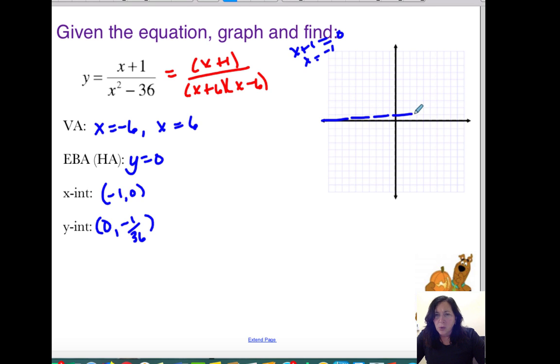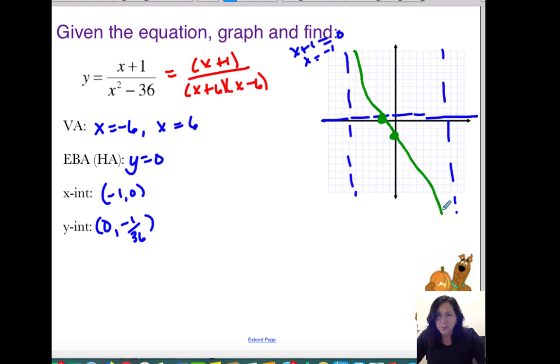So drawing in my horizontal asymptote, there's that. It's right there. My vertical asymptotes are going to be at negative 6 and positive 6. We have an x-intercept at negative 1, 0, and we have a y-intercept at 0, negative 1/36. We don't have any squared values, so it does look like my graph is crossing my axis like that. Well, it probably is a little bit more like that.